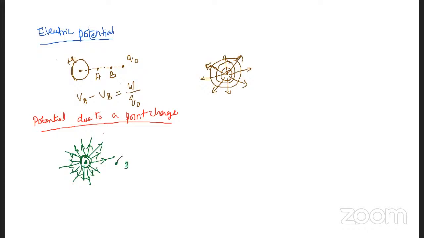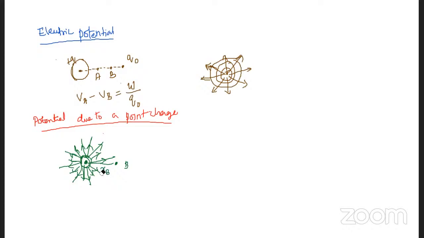Now we'll select two points A and B along this radial line. We have already selected point B, and along this same radial line, I'll draw this.